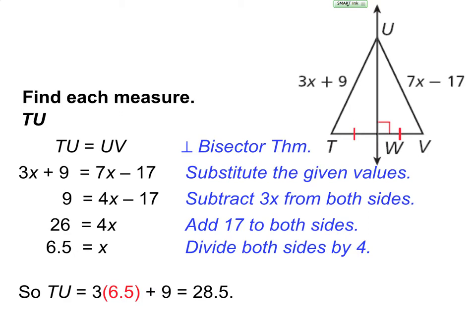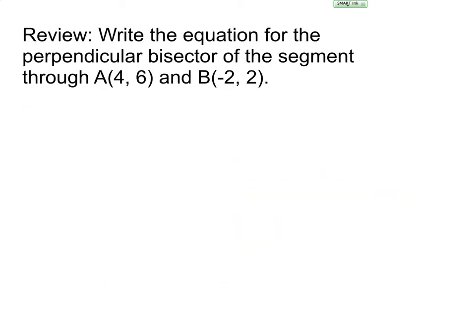Like some simple problems. Now let's use an idea that we did previously. Remember in chapter 3, we were dealing with perpendicular bisectors and writing equations? It's coming back. I want to do that again. Write the equation for the perpendicular bisector of the segment that goes through 4, 6 and negative 2, 2. What point does the perpendicular bisector have to go through? The midpoint. Okay, find the midpoint of those.